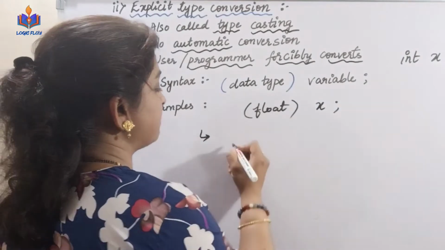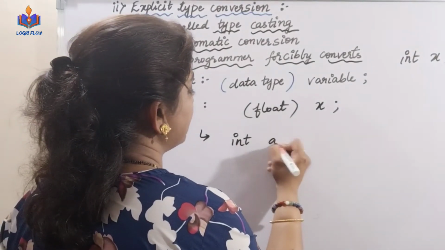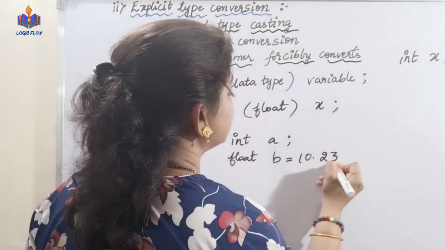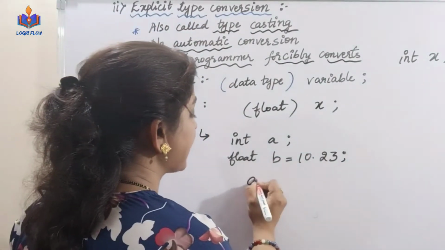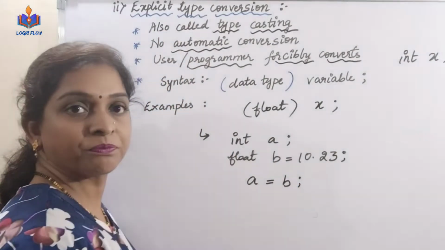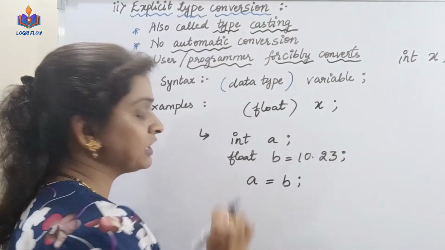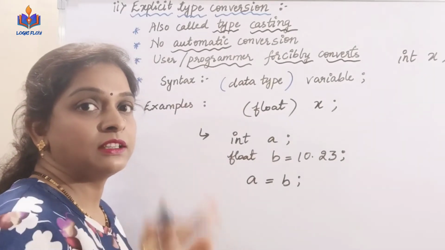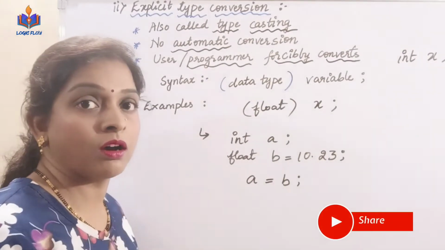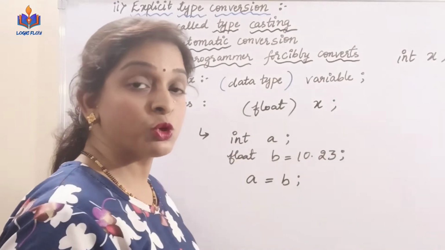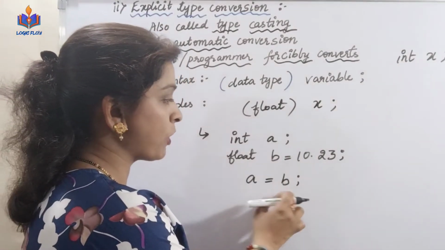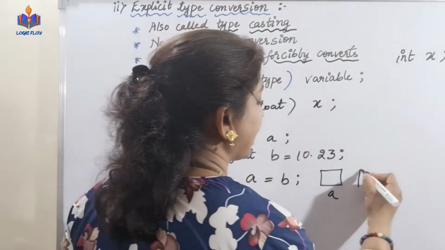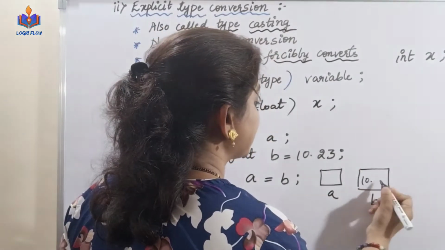Let me take a small example. I have an integer variable and I have a float variable assigned with a value, say 10.23. Then I'll assign the value of b to a. If I simply write this and try to print the value of a, I may not get a valid output. I may get some junk output, but sometimes the Turbo software may support this expression and you may get the output. Let me represent this with memory blocks. You have a, which has nothing, and you have b, which has the value 10.23.